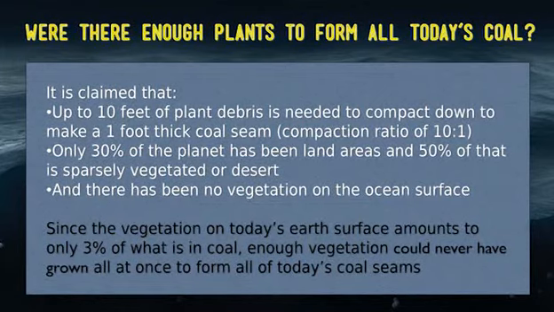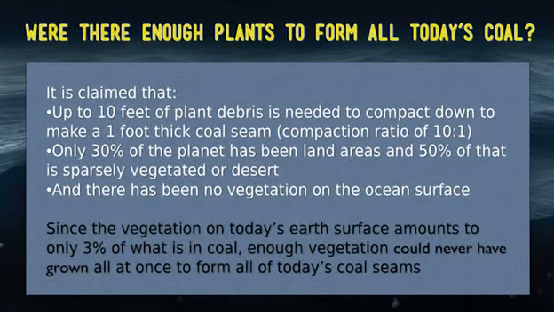Now, one final question that often comes up. Were there enough plants to form all today's coal? I mean, we've got 7 trillion tonnes of coal in the United States alone. And it is claimed, as I said before, that up to 10 feet of plant debris is needed to compact down to make 1 foot thickness of coal. That's a compaction ratio of 10 to 1.